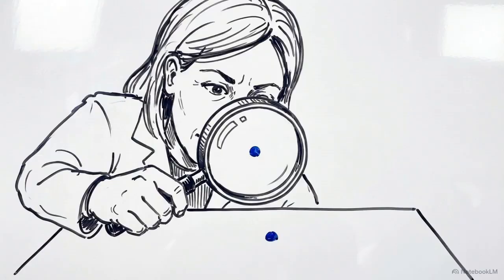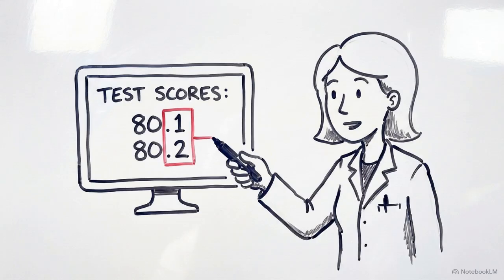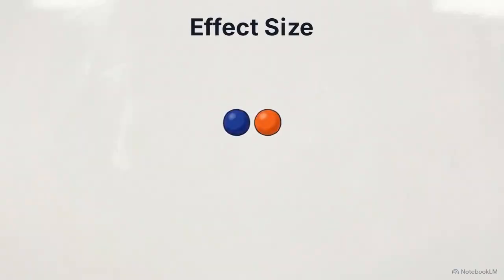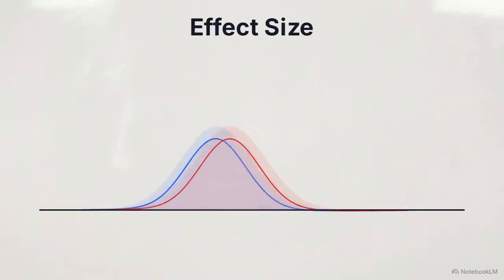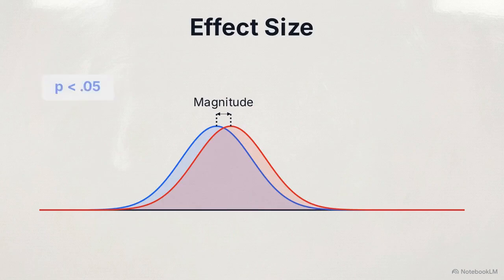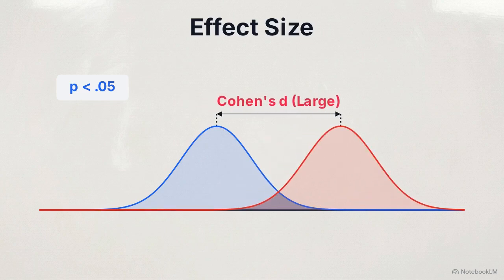There is a dangerous misconception in research. Achieving statistical significance proves a difference is mathematically real, but it does not prove that difference actually matters. For that, we need effect size. This is the vital companion metric that measures the actual magnitude and real-world impact of the difference you discovered. A result can be statistically significant, but practically invisible without a strong effect size.